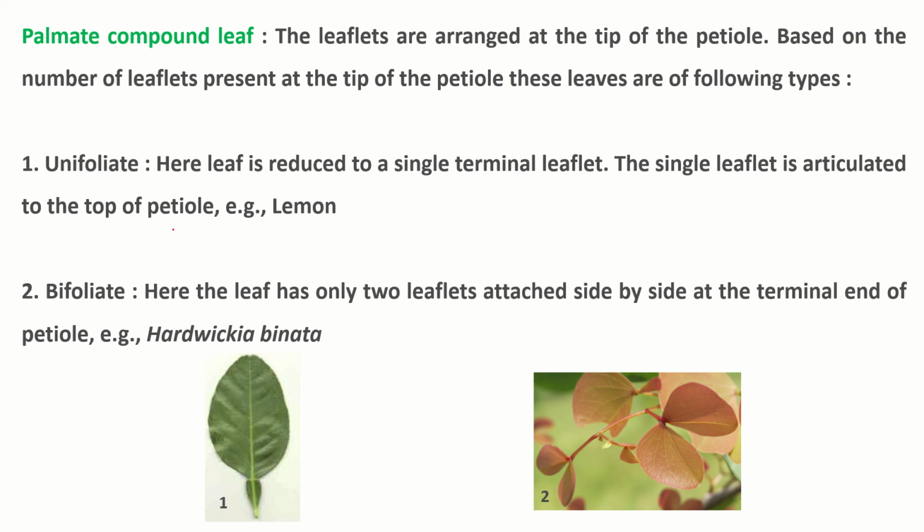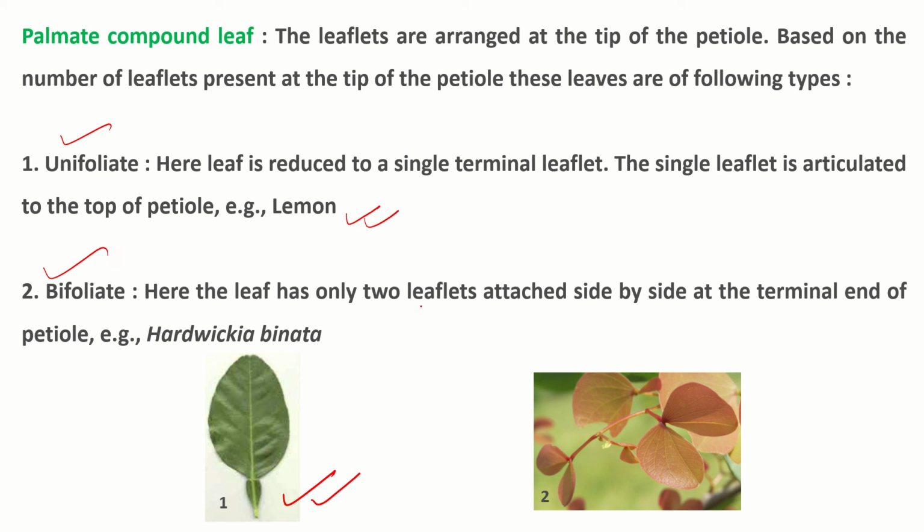Okay, so let's start. Unifoliate. Here leaf is reduced to single terminal leaflet. Single terminal leaflet. See this one. The single leaflet is articulated to the top of the petiole. This is found in lemon. Okay. Next coming to bifoliate.